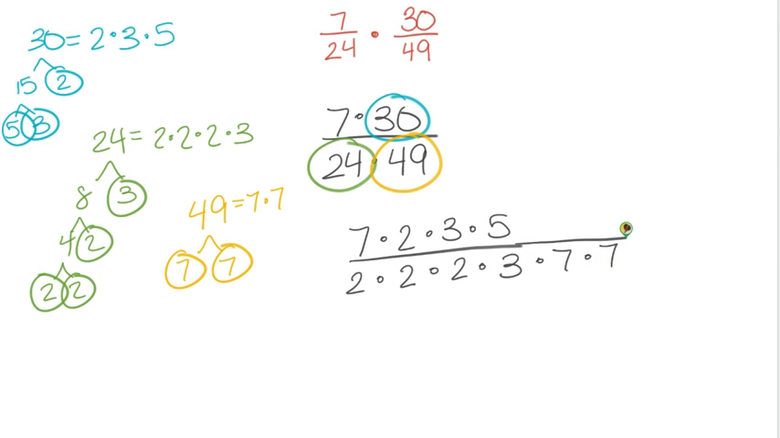Okay, so here I'm just going to highlight this, right? These are our factors of 30. These were our factors of 24, and these were our factors of 49.